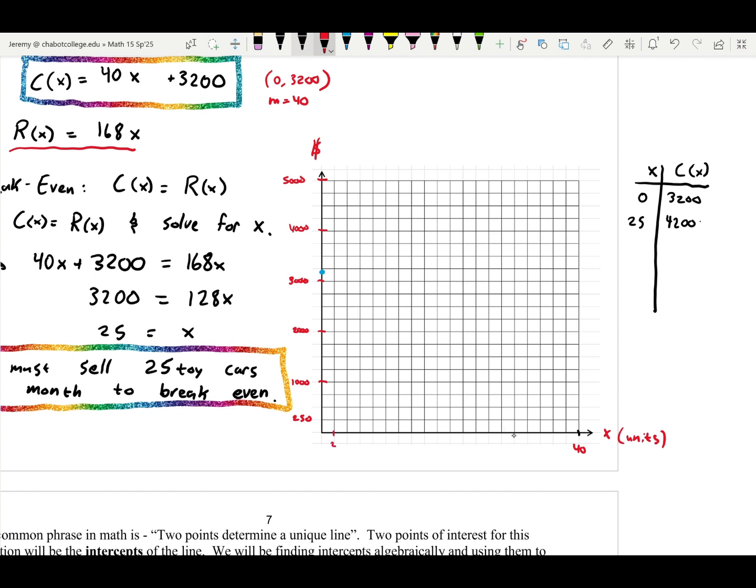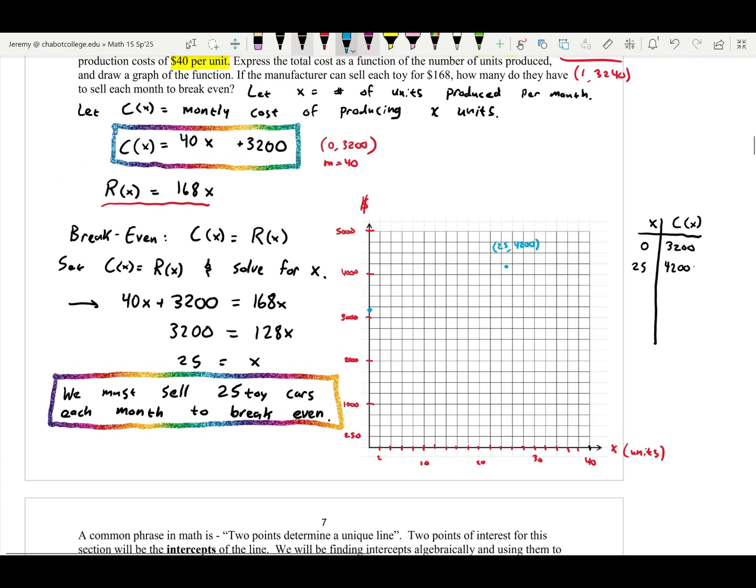So that'll be 2, 4, 6, 8, 10, 12, 14, 16, 18, 20, 22, 24, 26, 28, 30, 32, 34, 36, 38, and then we're up to 40. So let's place that ordered pair, which is at 25 as the x coordinate, and 4,200 as the y coordinate, so that's going to be right about here. And I'll label it. That is 25, 4,200.